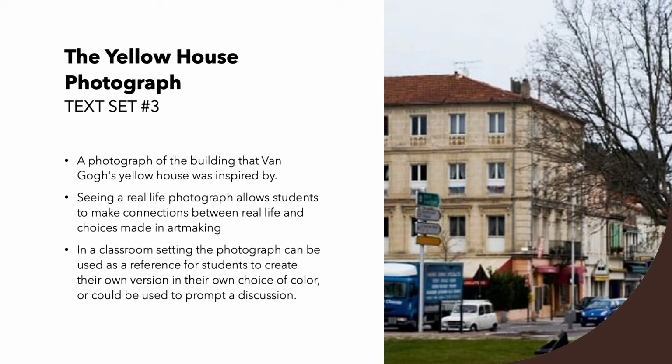What colors did he use? How did he use the colors? Does it look realistic? Does it look not realistic? What are some of the differences between the real-life photograph and the painted version of Van Gogh's?